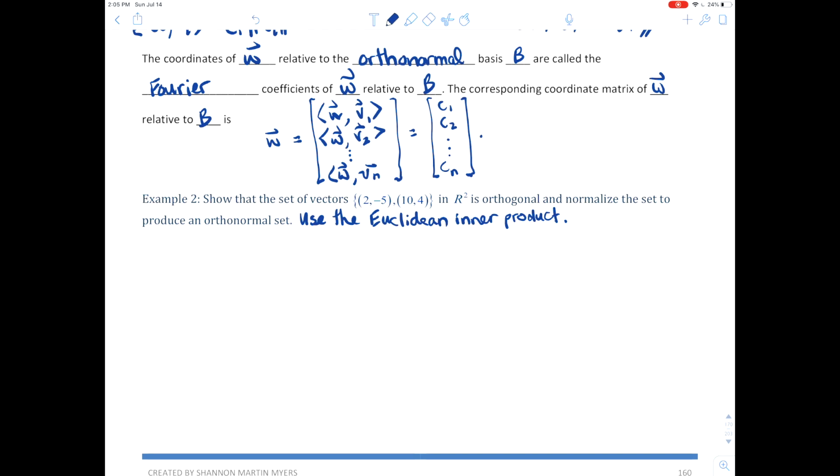Here we go. So let's show it's orthogonal. We only have these two vectors, right? So the dot product will be, let's see, 2 times 10 is 20, and then plus negative 20, which is 0. So we've shown they're orthogonal. This is an orthogonal set.